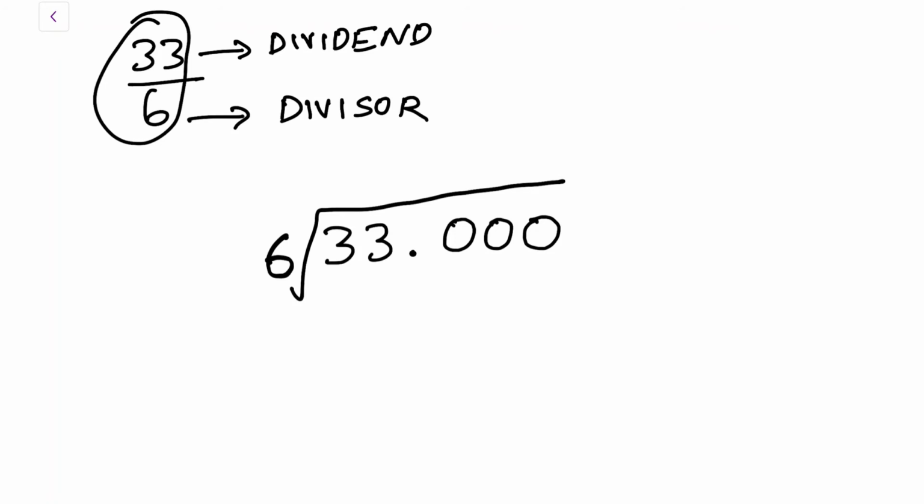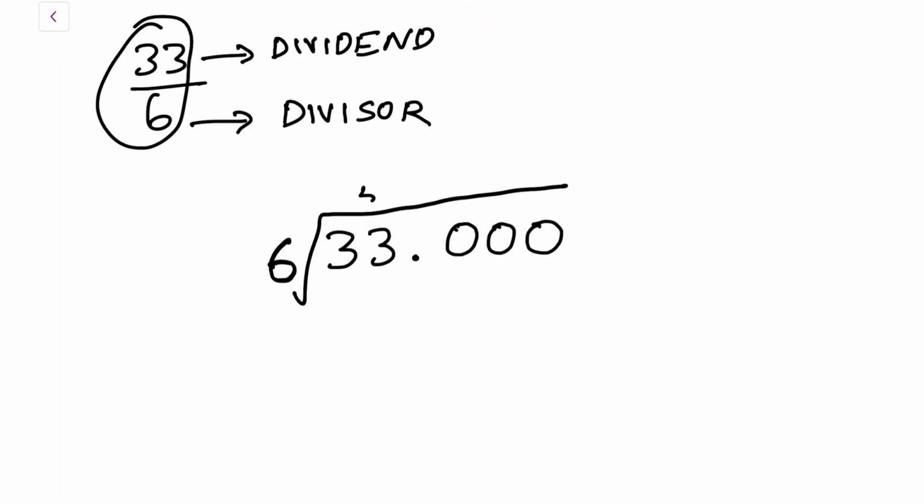Now the third step is, so this is how it is. Now let's do the division. 6 5s are 30. All right, so 3 comes here.